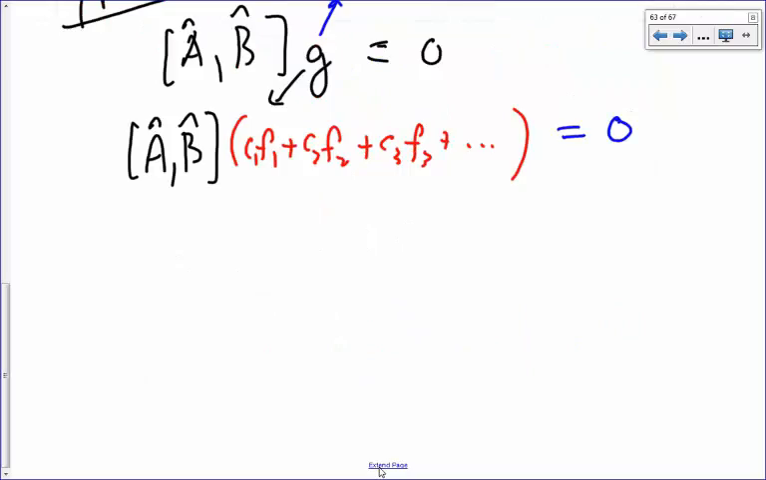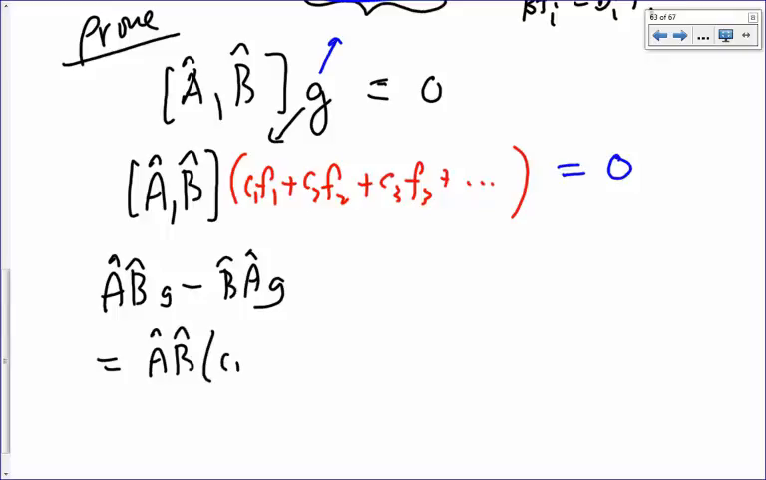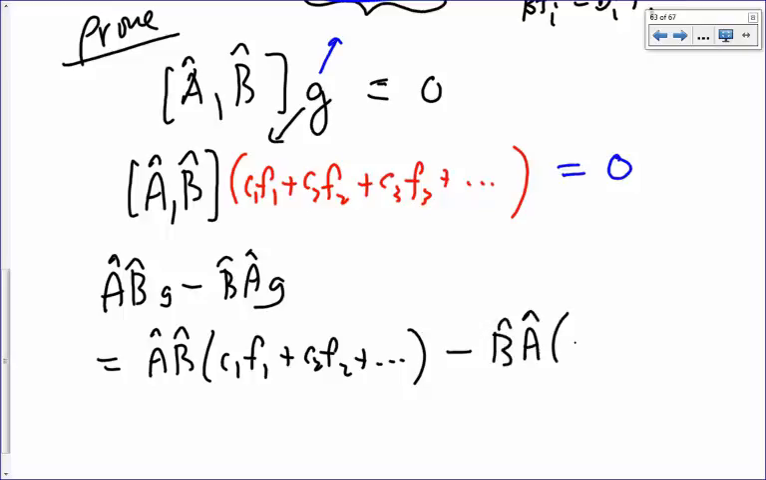Can you prove that that's equal to 0? That's going to be A hat, B hat, G minus B hat, A hat, G, right? So that's just going to be A hat, B hat, C1 F1 plus C2 F2 and so on, minus B hat, A hat, and then that's going to be C1 F1 plus C2 F2 and so on. Is that equal to 0?